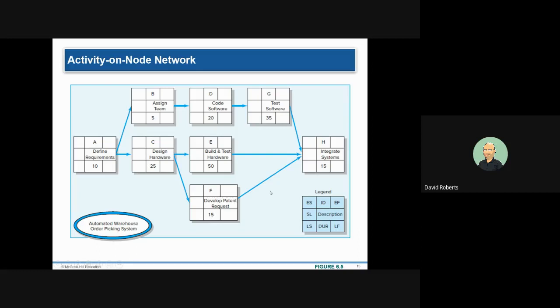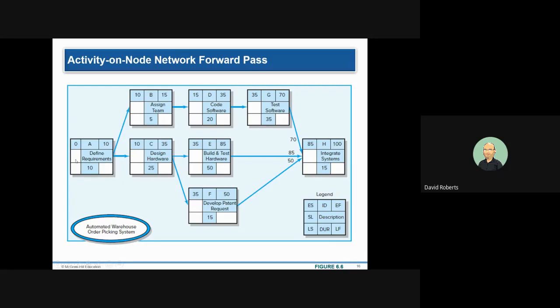When you move forward, which is called the forward pass, you add, and you go from left to right. So activity A starts at time 0, goes to 10. Then that 10 goes into B and C. They've done a very nice job of identifying where the numbers come from or where they go to. Then in B, you take the 10, you add the 5, and you get 15. For C, you got 10 plus 25 for 35. And you continue to the right.